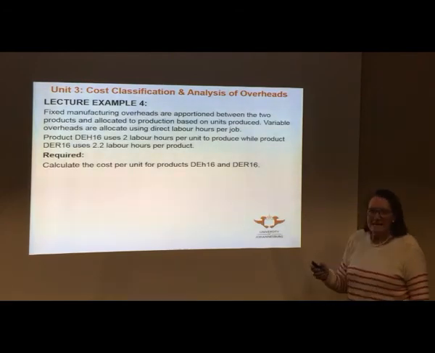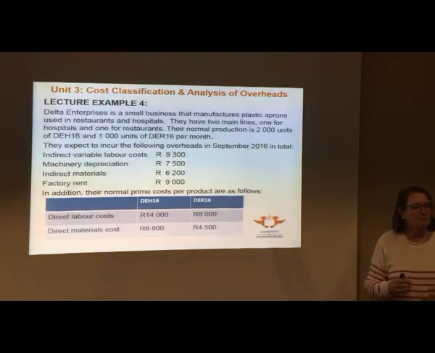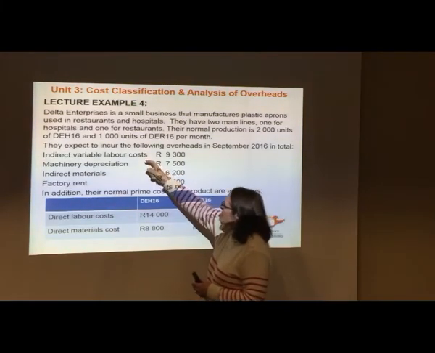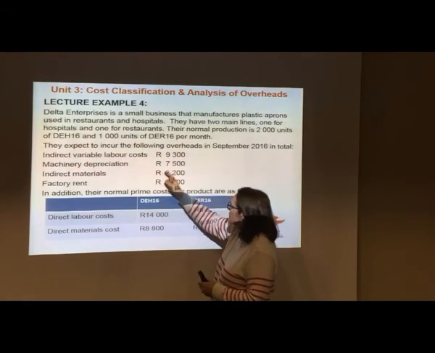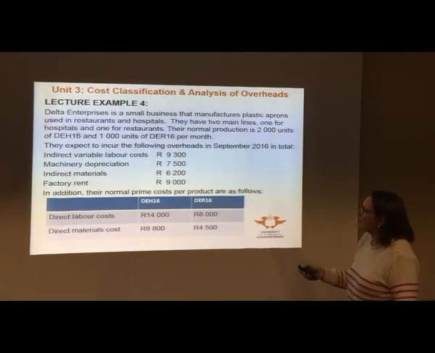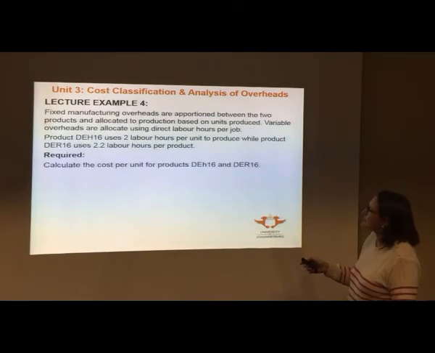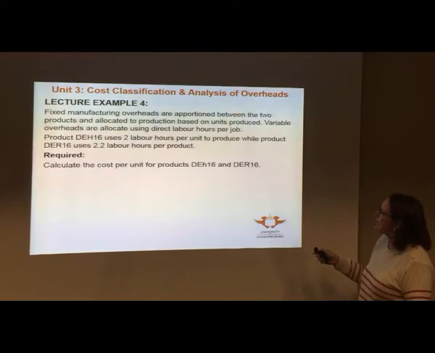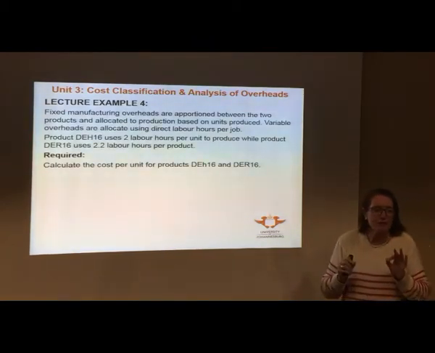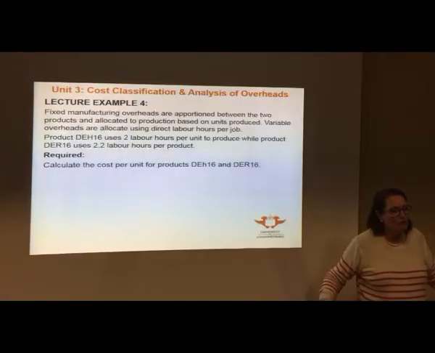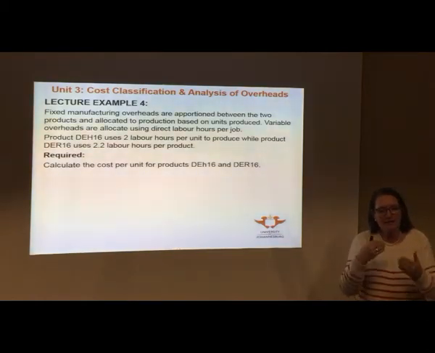Okay. Then the next thing you have to do is your variable manufacturing overheads. You've got 2 variable manufacturing overheads. You've got indirect variable labor costs and indirect materials. This is variable, this is variable. Okay? What do we say about the variable manufacturing overheads? We say variable manufacturing overheads are allocated using direct labor hours per job. And that's where it becomes complicated, because I don't tell you how many direct labor hours you have in total. You have to calculate how many direct labor hours you have in total. The cost driver is direct labor hours.